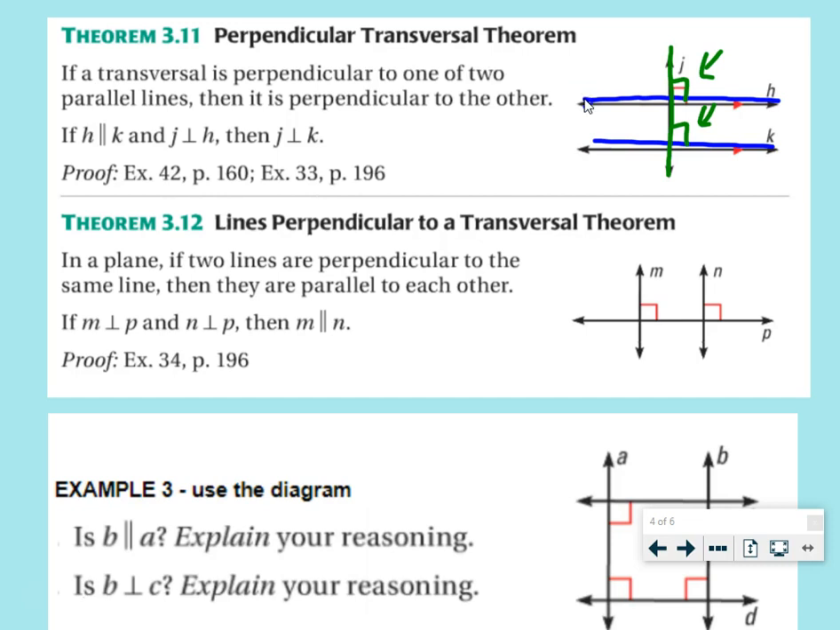Theorem 3.12, lines perpendicular to a transversal theorem. In a plane, if two lines, M and N, are perpendicular to the same line, they're both perpendicular to P, that means we can state that these two lines are parallel to each other. Also, that should make sense again, corresponding angles, same measure, you have lines that are parallel.